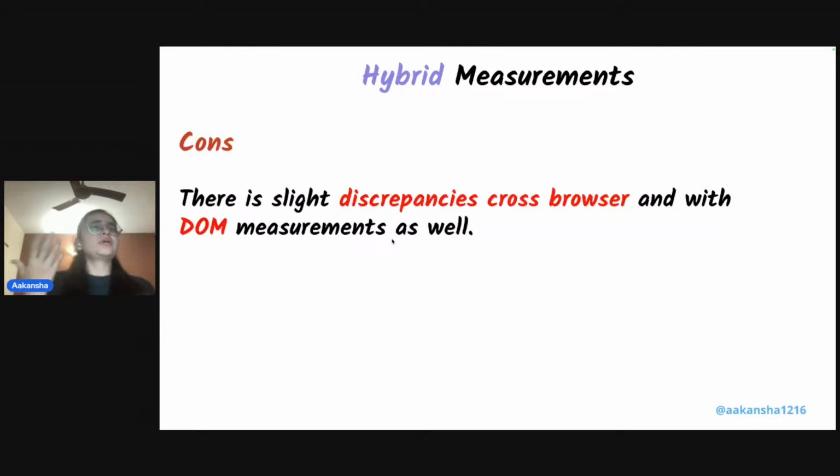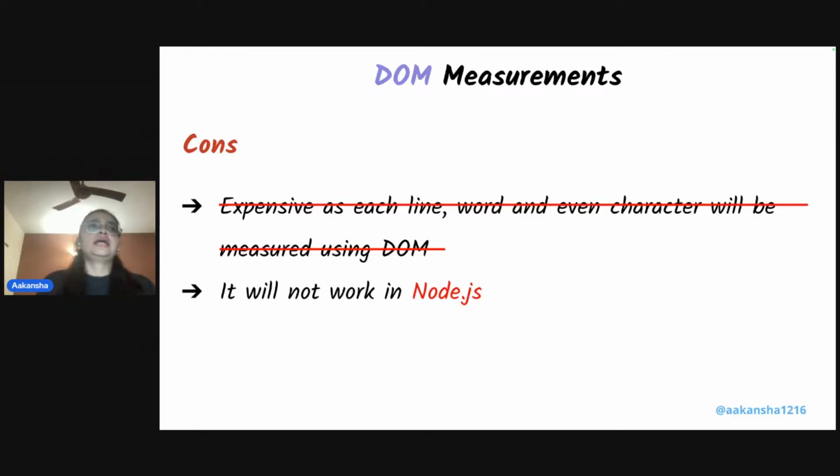And there are slight discrepancies, as I mentioned, so you just need to take them into account as well. And this will still not work in Node.js because you still depend on DOM measurements for the text area. So let's see if we are able to overcome that in the next approach.